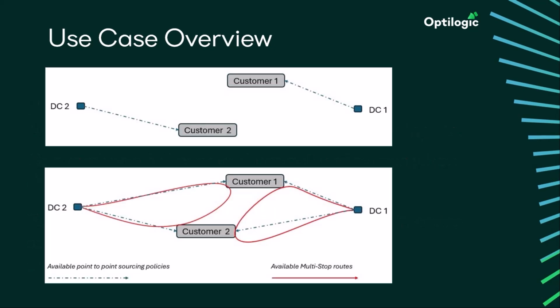For example, instead of two distribution centers each serving one customer respectively based on geographic proximity, the combined algorithm may find it cheaper for a single DC to serve both of those customers on a multi-stop route, even after accounting for route costs and vehicle constraints.